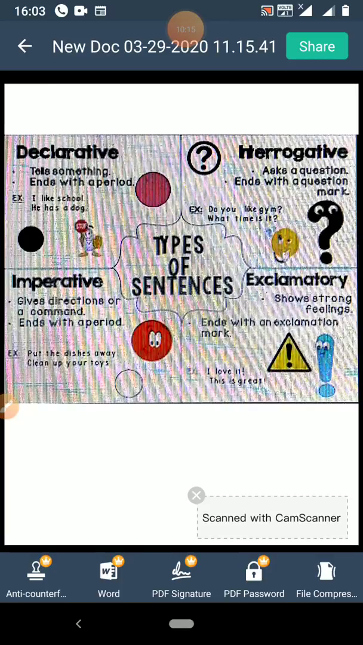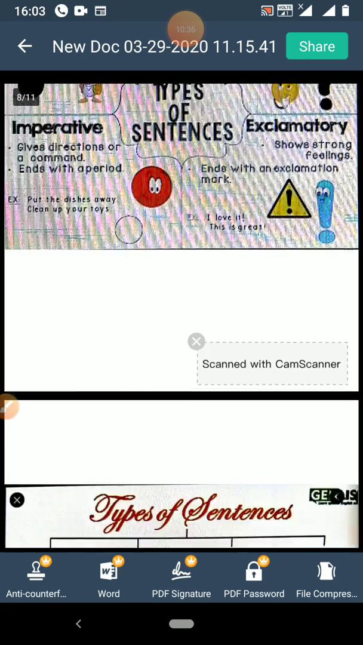Now, let's revise once again. There are four types of sentences: declarative, which always ends with a full stop; interrogative sentences, they always end with a question mark; imperative sentences generally end with a full stop; and exclamatory sentences always end with an exclamation mark.